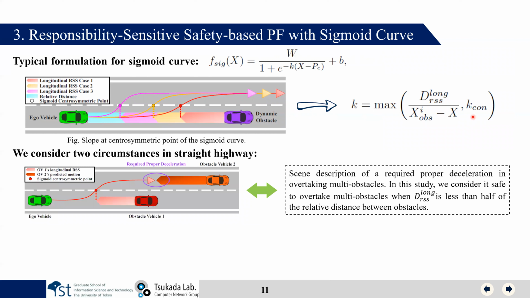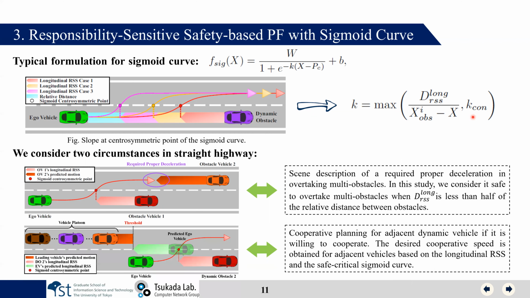And then we consider 2 circumstances in a straight highway. So the first one is overtaking scenario. So we consider it safe to overtake multiple obstacles when the longitudinal RSS is less than half of the relative distance between obstacles. So in this scenario, the proper deceleration is required for overtaking maneuver.